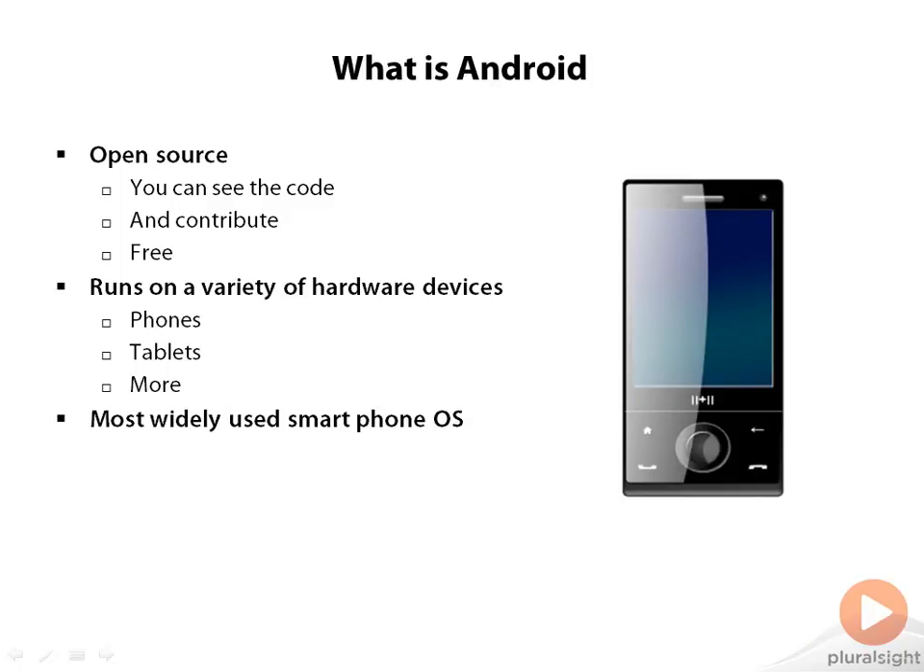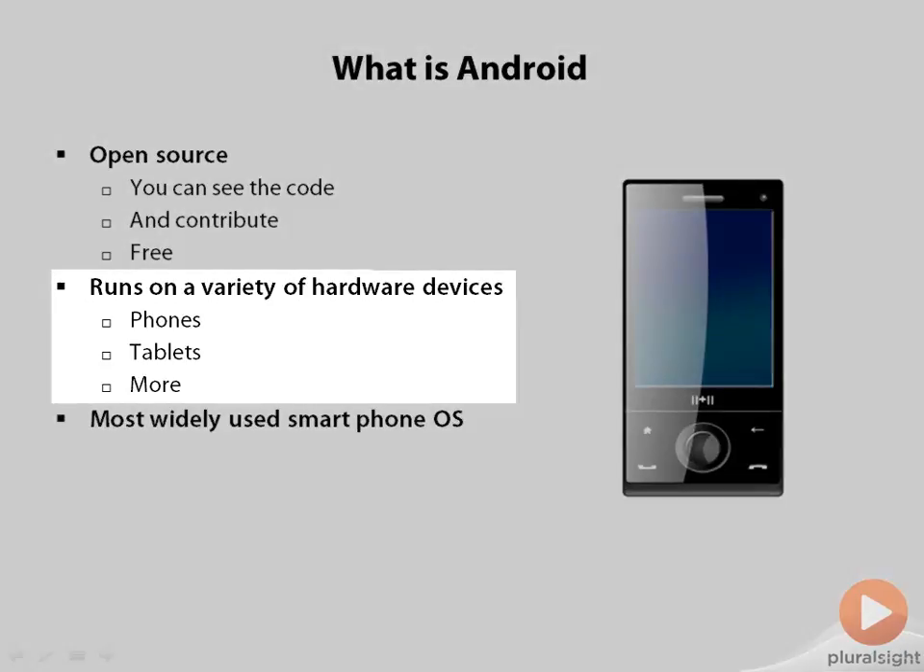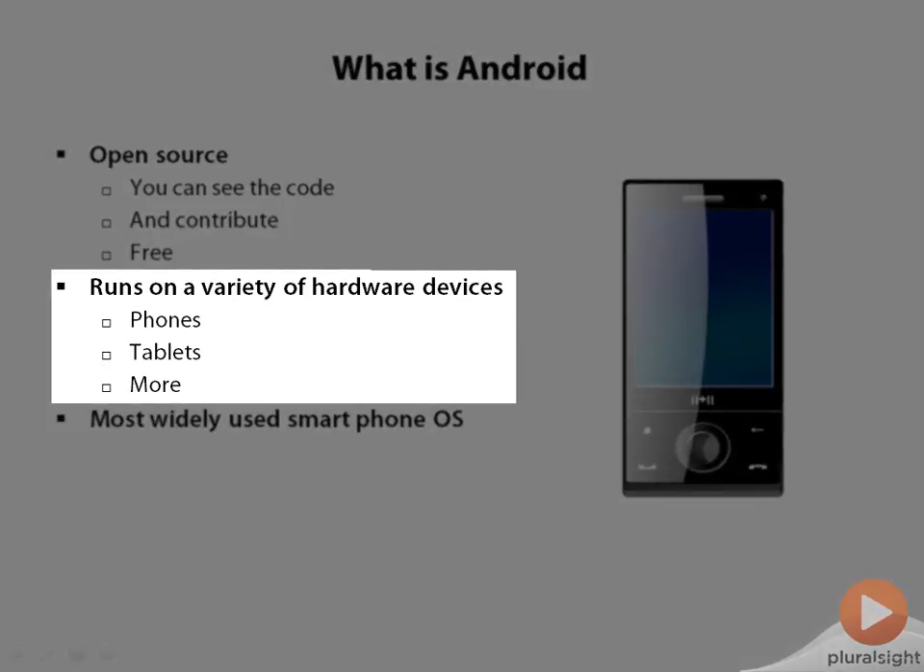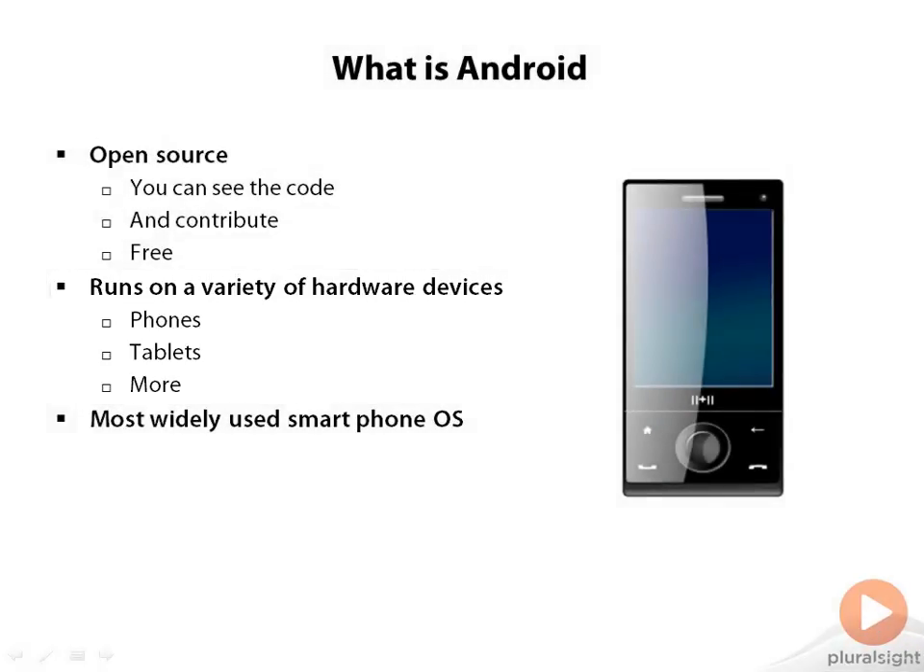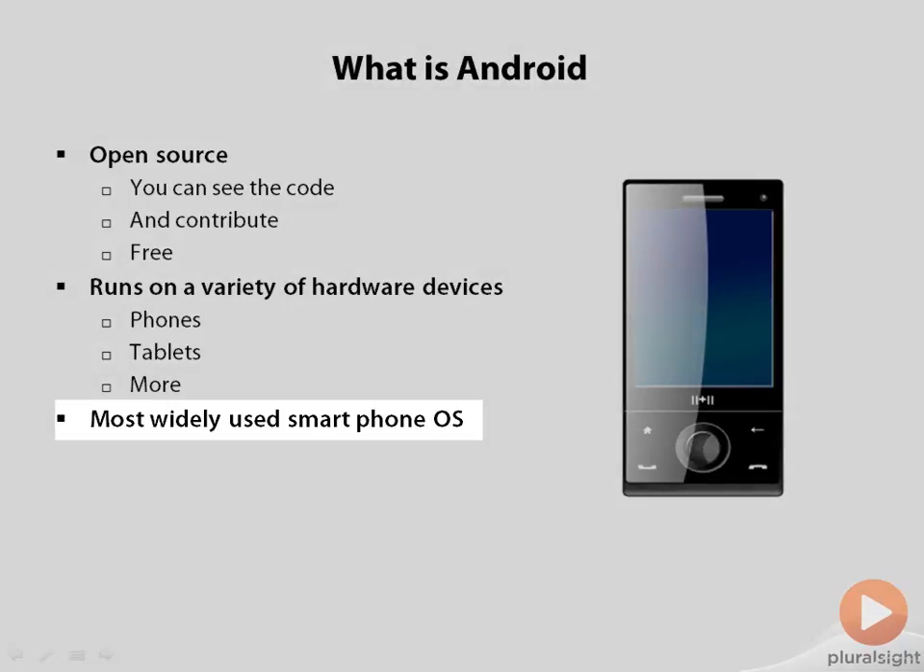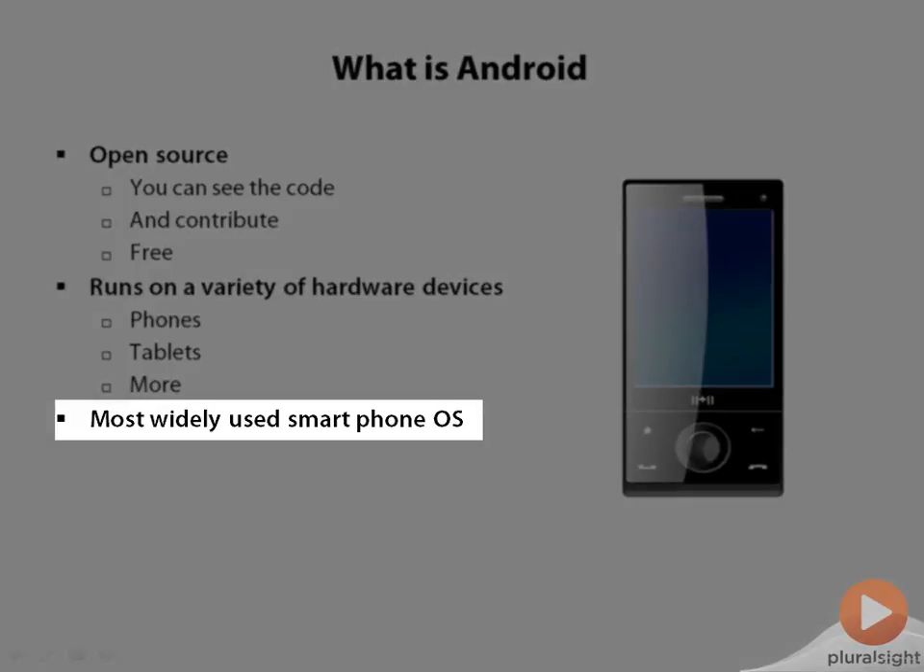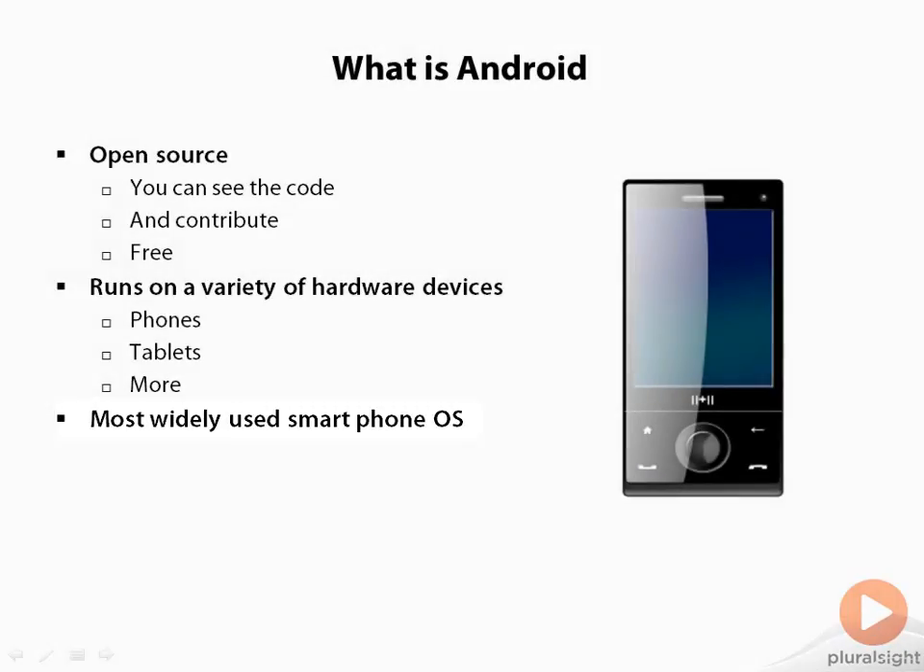Another neat thing about Android that we'll talk about in much more detail is how many different devices it runs on. From phones to tablets and more, you can find Android running in many different places on all kinds of hardware. This is different from many other mobile operating systems, which are designed to run only on a handful of different devices. And currently, Android is by far the most widely used smartphone OS in the world. I'll show you an interesting chart at the end of this module that shows just how dominant Android has become.